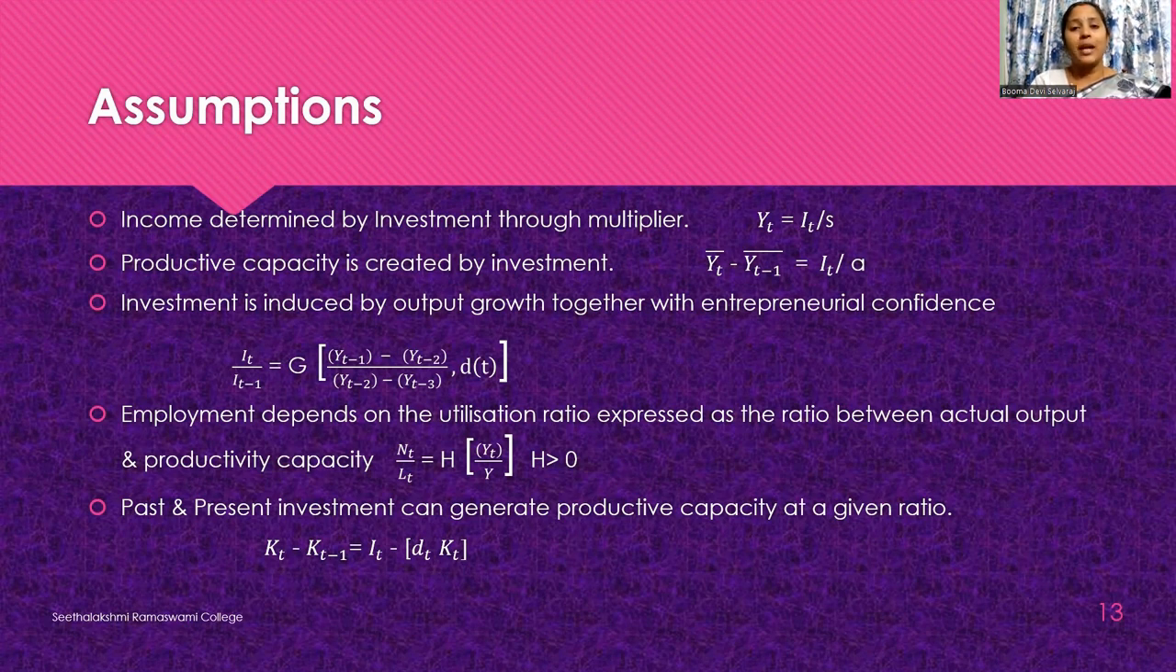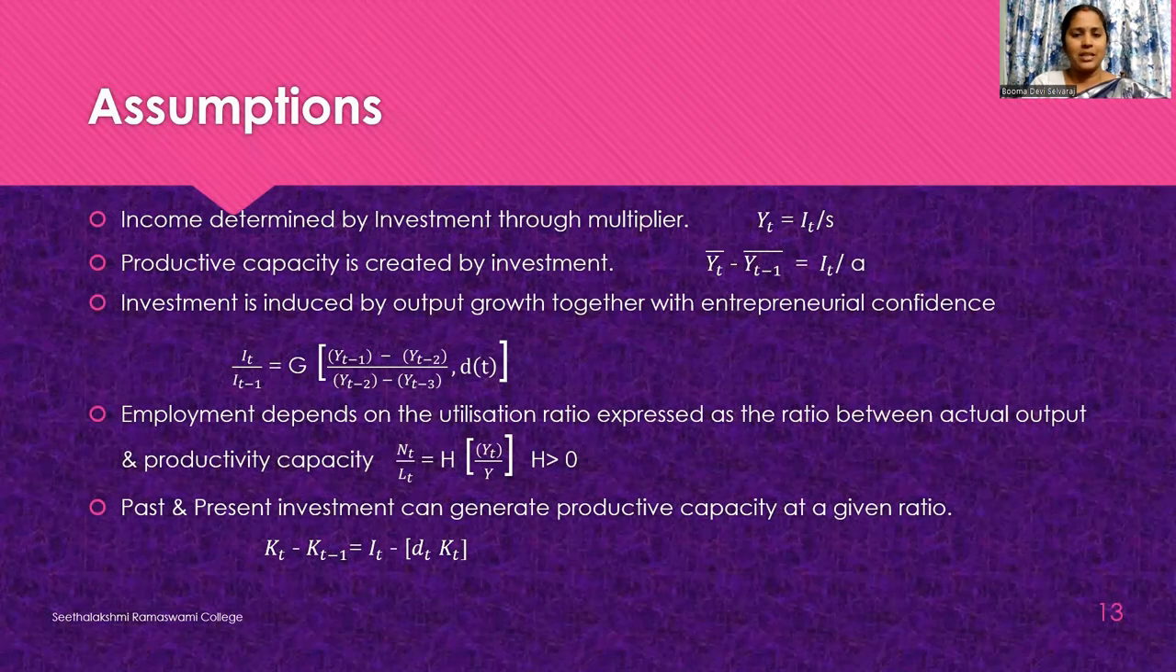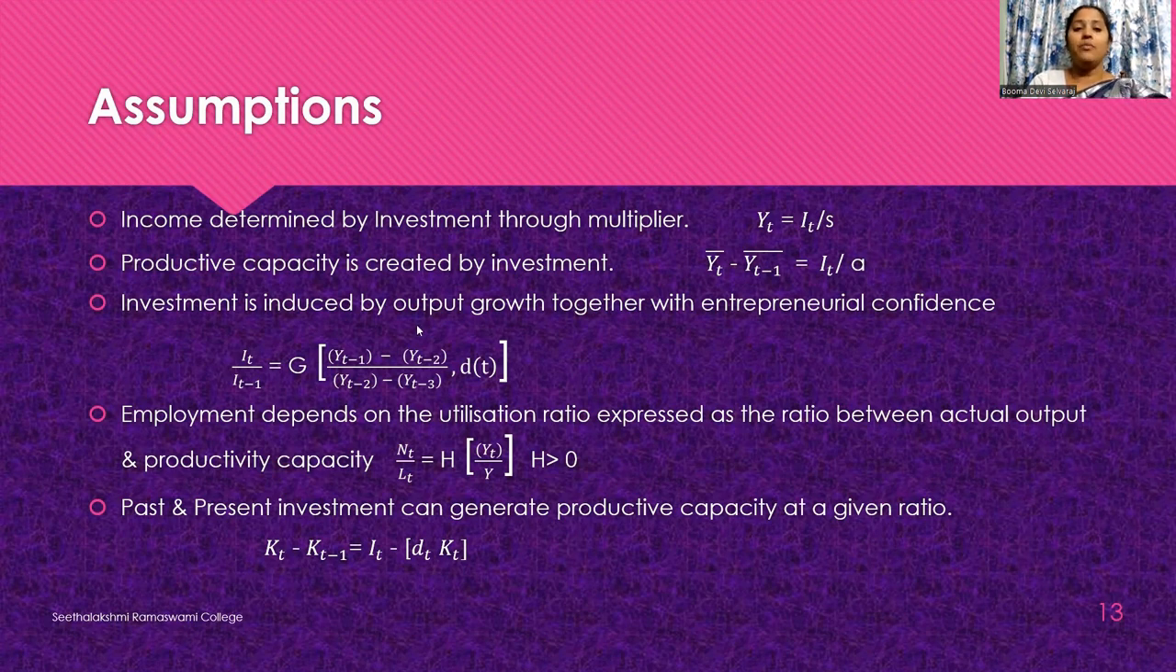The relationship between the productive capacity and investment is YT bar minus YT-1 bar equals IT divided by alpha. Here, YT bar minus YT-1 bar shows the change in productive capacity over a T time period. Alpha measures the marginal capital output ratio. It is a reciprocal of potential social average investment productivity. That is, alpha = 1/sigma. The third assumption is the investment is induced by output growth together with entrepreneurial confidence.